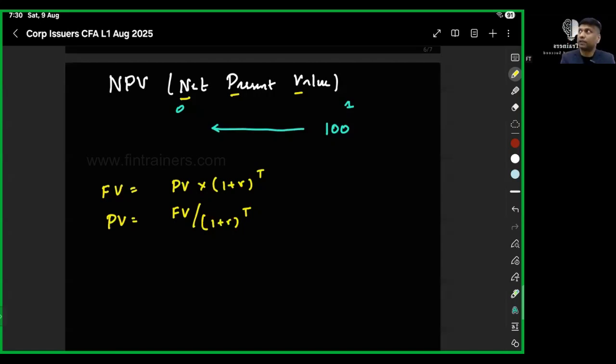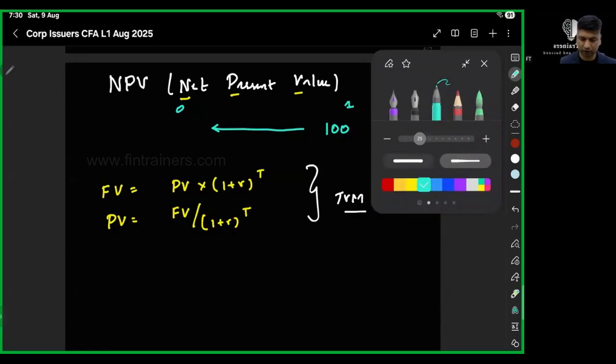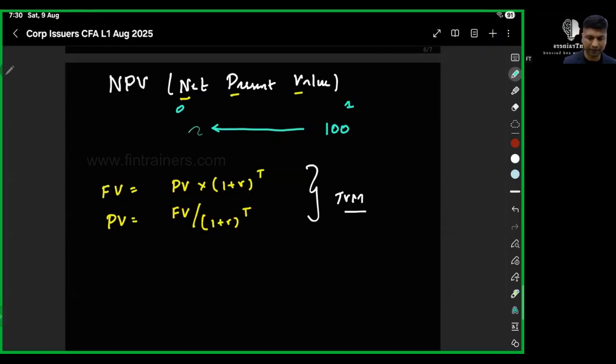But for our corporate issuers, we are mostly going to be using this kind of discounting, discrete discounting: future value divided by 1 plus R to the power T. Let's talk about this $100. How do we bring it to today? So let's say my discount rate is 12%.